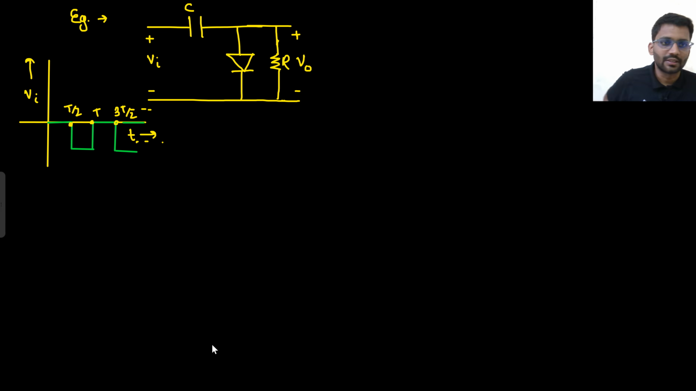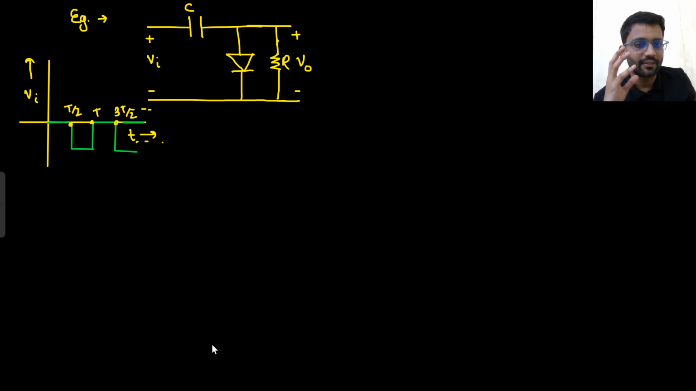Here you tell me what will be the steady state output. When will the diode turn on? When applied input is minus Vm. When Vin equals minus Vm, will the diode turn on? No, the diode will not turn on. So the diode turns on at 0 voltage. It may turn on, it may turn off, but you are not sure about it. But let's assume even if it turns on at Vin equals 0, if the diode turns on, what will happen? The steady state voltage across the capacitor will be 0 volt only, right?